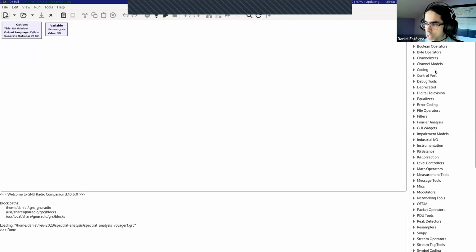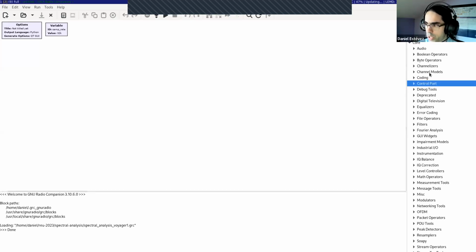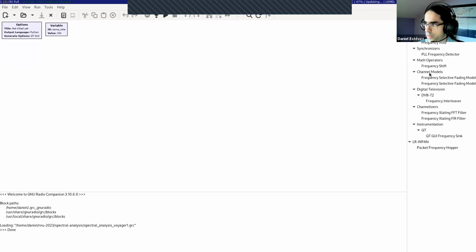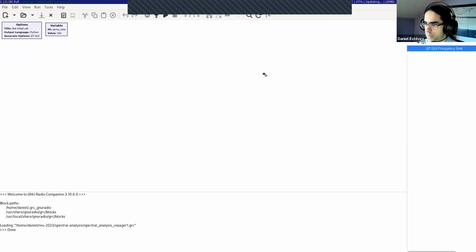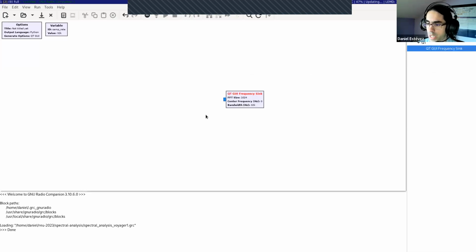So, okay, the first thing I want to do is to pull here a frequency sink. And as we have seen previously, the frequency sink can be used to display the frequency spectrum of a signal, but it's somewhat limited. And we will see some of its limitations today and how to improve that doing our own frequency sink.